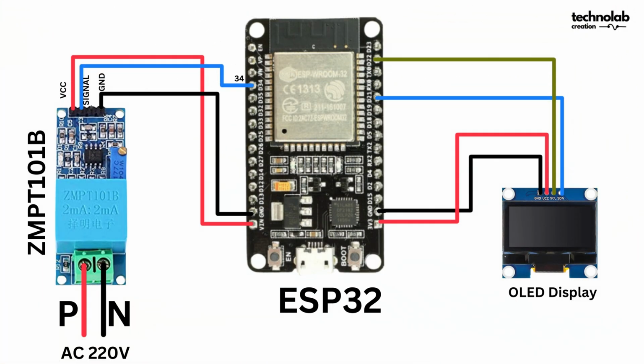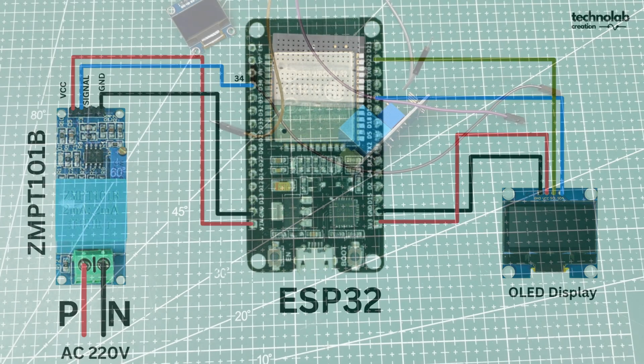Connect the ZMPT101B AC voltage sensor module to the ESP32 along with the OLED display as per this connection diagram. And one more thing, this connection includes an AC circuit, so be careful while making the connections, as AC voltage can be dangerous.